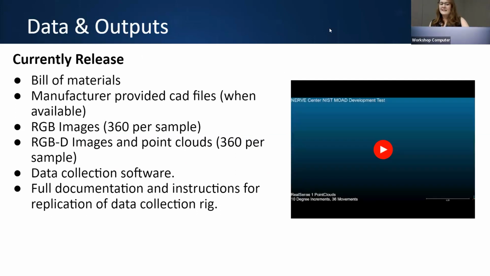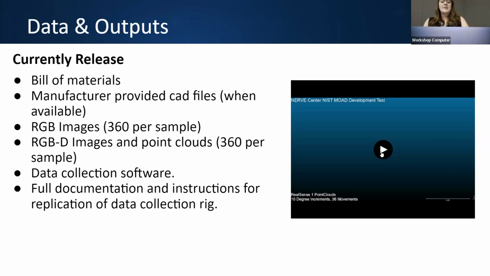Okay, so the data that we are releasing today includes the bill of materials for the assembly, the manufacturer provided CAD files when available. So all of the pieces on the task boards that you can find in the back of the room have the CAD files available for them, I think for the most part, except for maybe the Ethernet plugs and the USB plugs, just because of how difficult it is to represent that in CAD with the flexible materials, right?